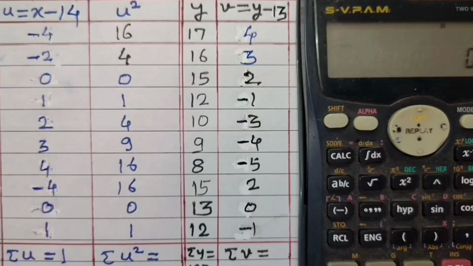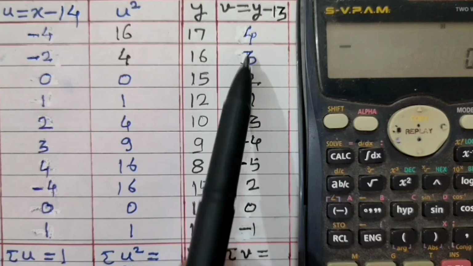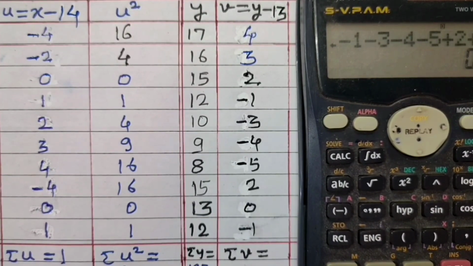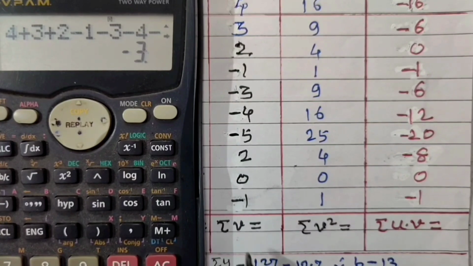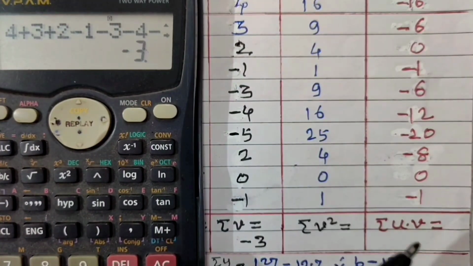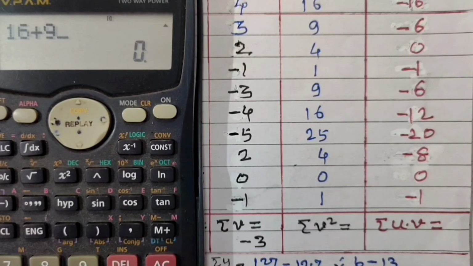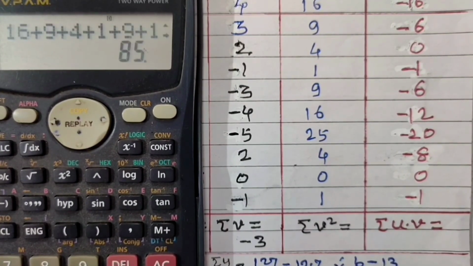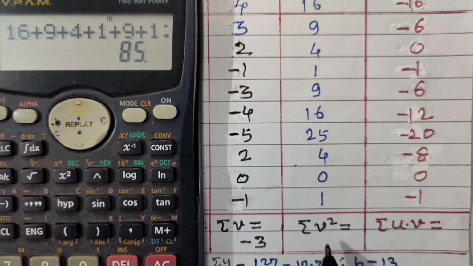Let us find the sum of all values of column V. Here 4 plus 3 plus 2 minus 1 minus 3 minus 4 minus 5 plus 2 plus 0 minus 1, and this is equal to minus 3. Let us find the summation of all values of the V square column. So 16 plus 9 plus 4 plus 1 plus 9 plus 16 plus 25 plus 4 plus 0 plus 1, and this is equal to 85. We can put here summation V square is equal to 85.